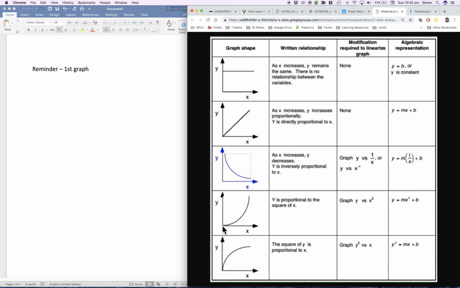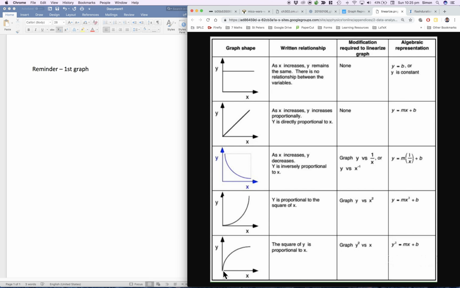Here's another one where it starts off really gentle and it climbs very quickly. So this one here is y is proportional to the square of x. So this is an exponential or a square graph here. So how steep this sort of curve upwards can be is a measure of how exponential you're going.